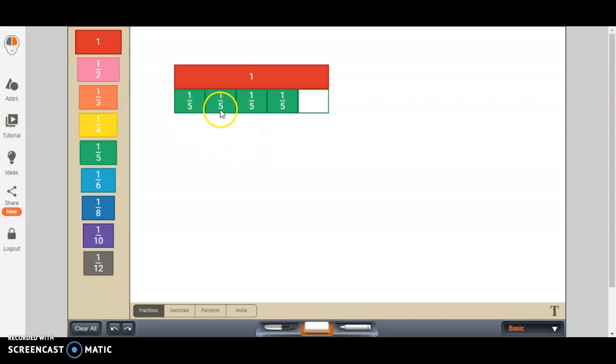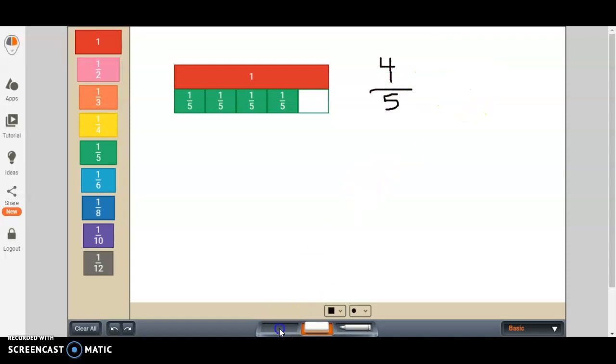Well, I see that 5 pieces will make up a complete whole. So if I'm doing this, I would say I have the fraction 5 as my denominator, the number of pieces that would make a whole. And of those 5 pieces, I have 1, 2, 3, 4. So I have 4 fifths.